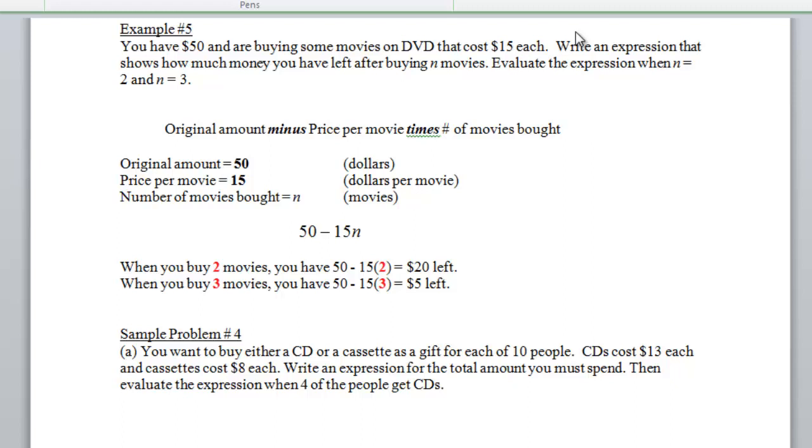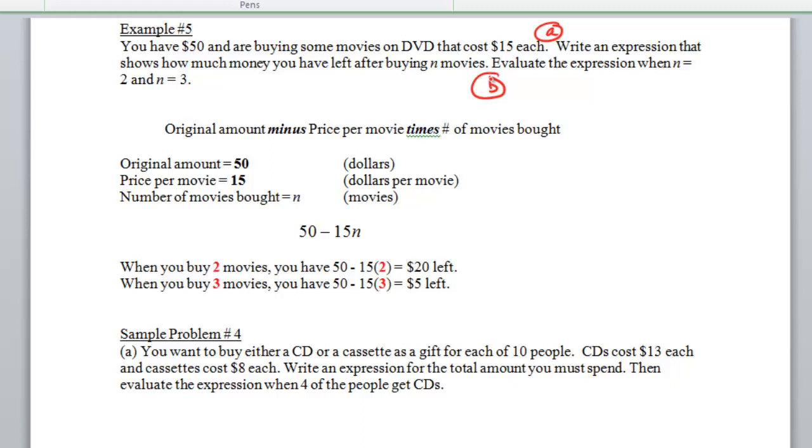So if we start with $50 and they cost $15 a piece, we need to write an expression that would let me know what amount of money I would finish with, depending on how many movies I buy. Now, we really have two parts to this. We have the A part, and then you have the B part. The A part is going to simply ask you to write the expression. The B part is going to ask you to evaluate the expression after you've written it.